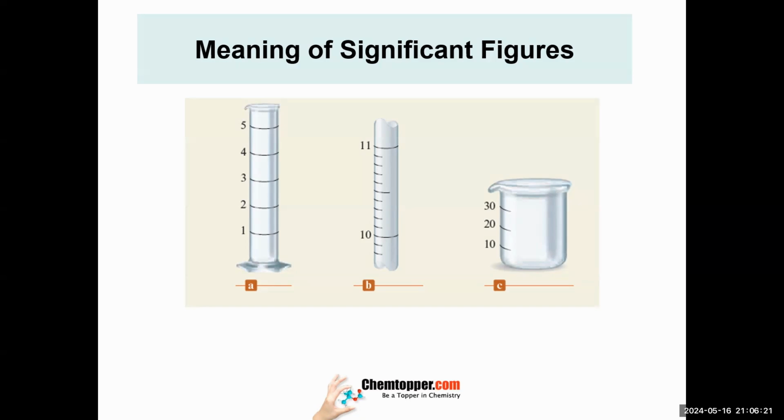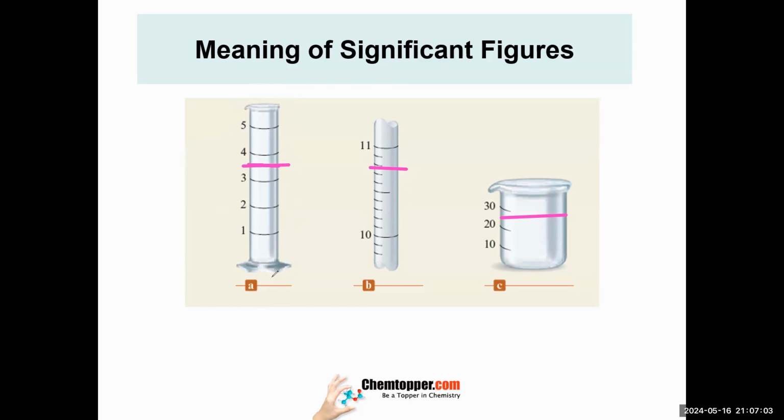Next is the significant figures. When we were doing uncertainty in measurements, at that time I explained to you the meaning of significant figures. So we are going to use the same concept here, and we'll write down the measurement of liquid in these three devices. These devices are used to measure the volume of the liquid. Let's say this is the level of the liquid. This one, the pink line, is the level of the liquid.